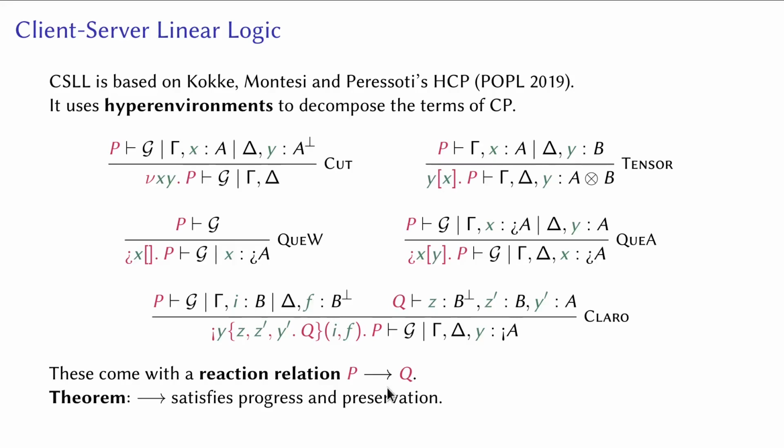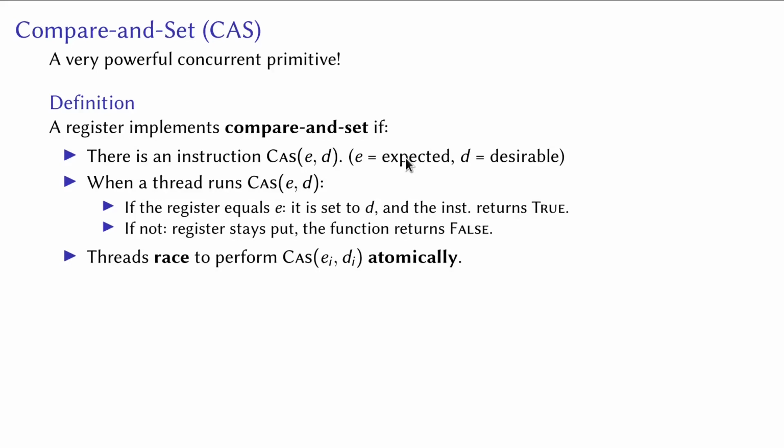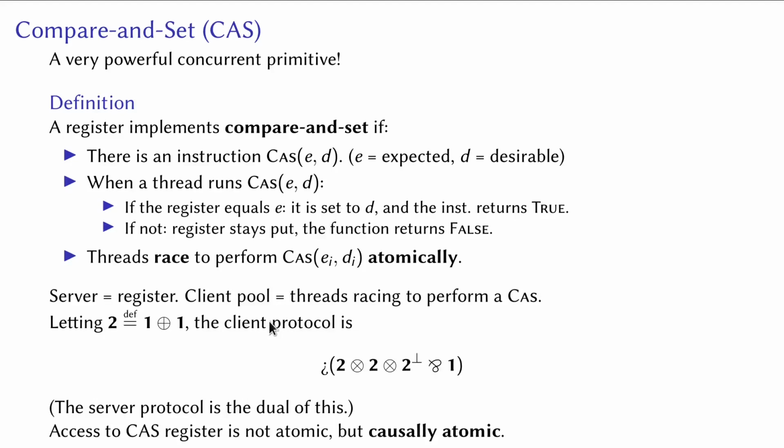Now here is an example of what can be done in our system. CAS is a powerful and common concurrency primitive, formally defined as such. Here we consider CAS of a single bit for simplicity. We can use a server to represent a CAS-capable register and a client pool to represent threads racing to perform a CAS. The client protocol will be defined as sending the expected value, sending the desired value, receiving the result of the CAS operation, and ending the session. And of course, the server protocol is the dual of that.